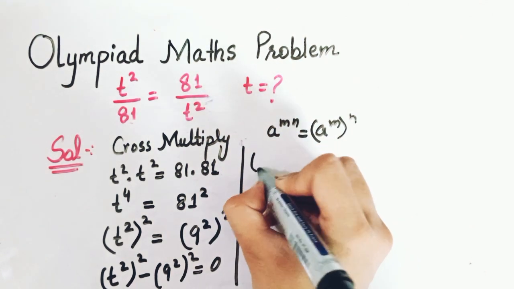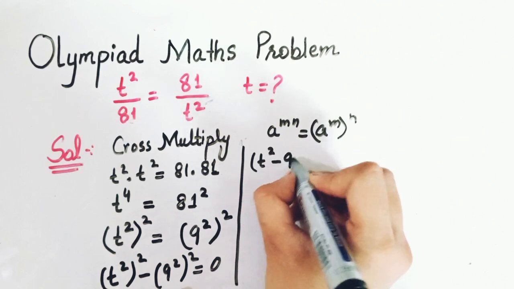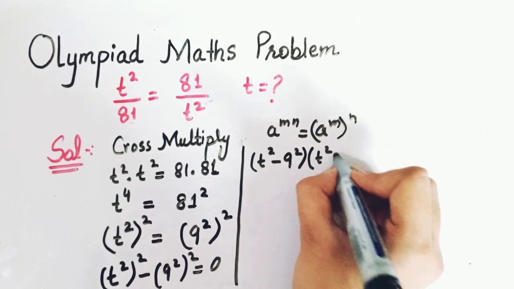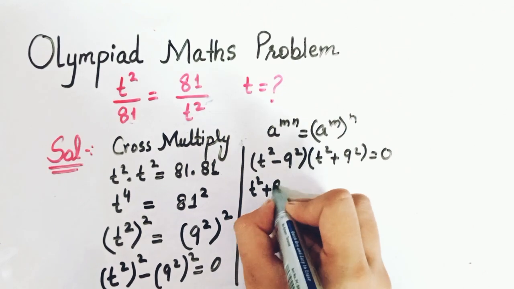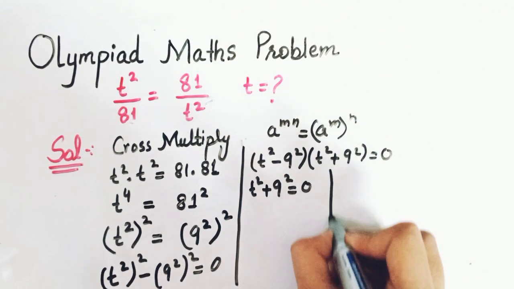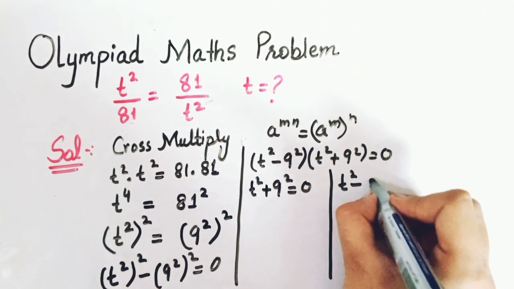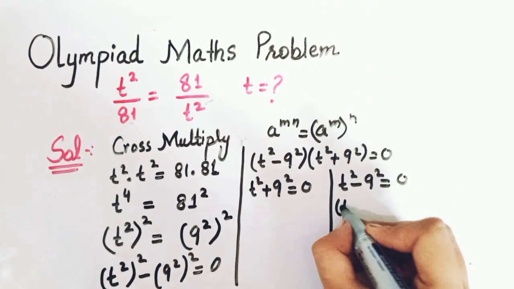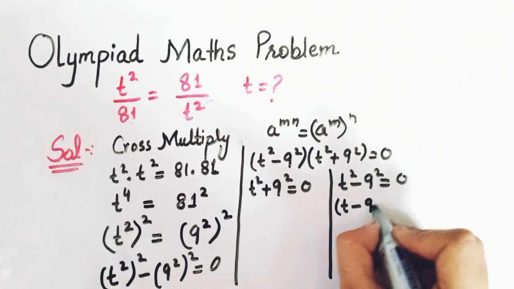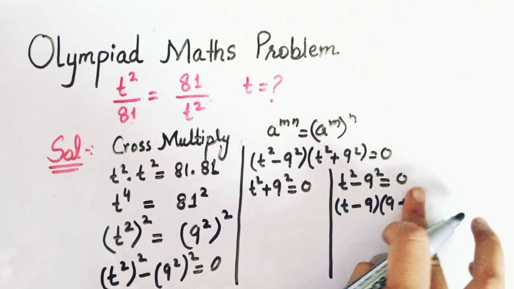We have two possibilities, t square minus 9 square and t square plus 9 square. So t square plus 9 square equals 0 and t square minus 9 square equals 0. This gives us t square is t minus 9 and t plus 9.